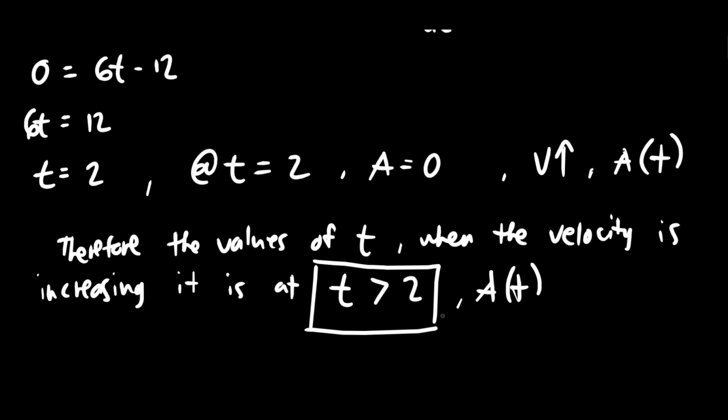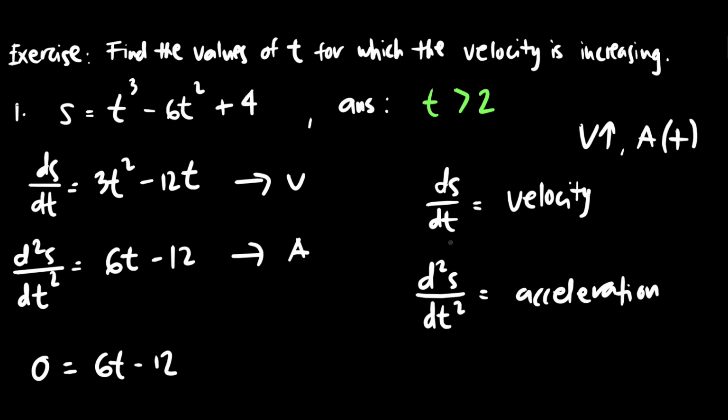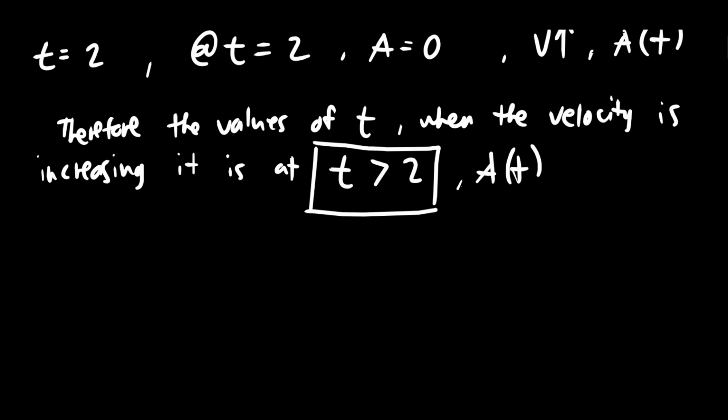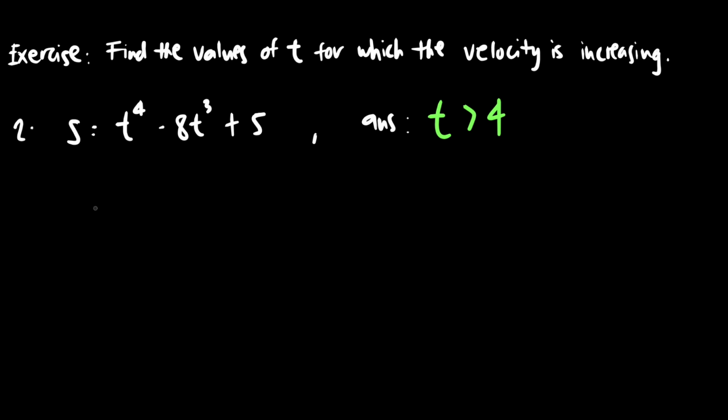So let's check if our answer is correct. t is greater than 2, so our answer here is correct. Let's proceed to another number. For number 2, s is equal to t raised to the power 4 minus 8t cubed plus 5. We are tasked to find the values of t for which the velocity is increasing. We need to find first ds over dt, which is the velocity.